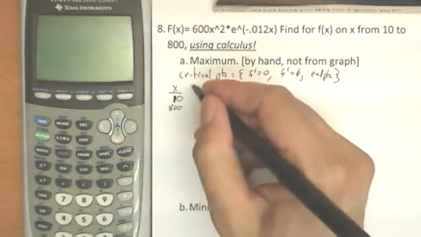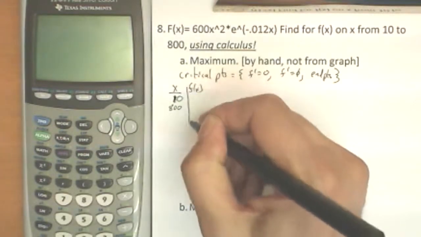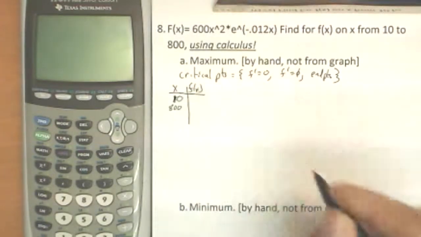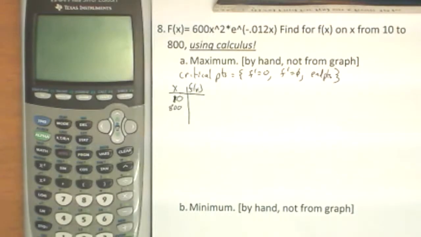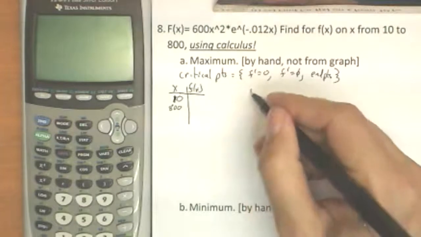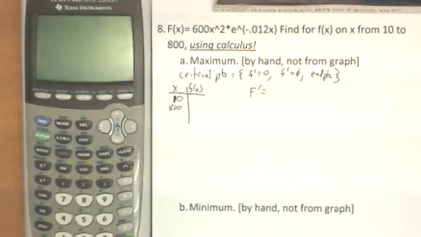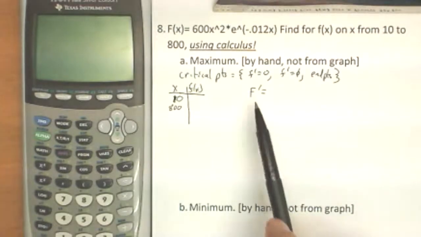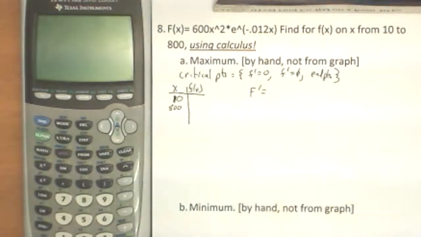We have to check their f of x values, and we're going to do that. We'll make a little table here of our critical points and their values. It'll be easy to see which is the max and min. Now we obviously have to take the derivative to find either of these two. So let's go ahead and do that. F prime, and for some reason Word capitalizes my f at the beginning, so I'm not making a distinction of capital to little f right now.